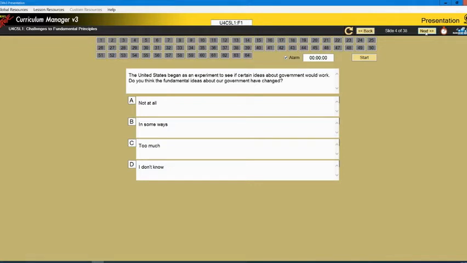So the United States began as an experiment to see if certain ideas about government would work. Do you think the fundamental ideas about our government have changed? There's no right answer for this one. The fundamental principles are the ideas that guide our government. So in theory, they are the foundation for the new laws and the regulations that are created.